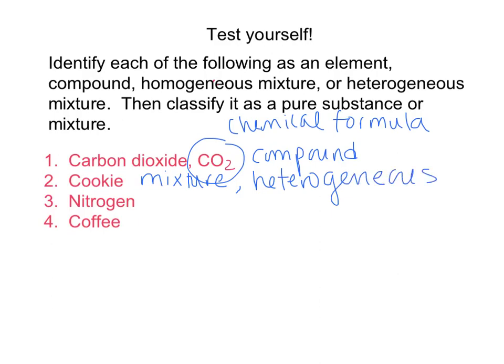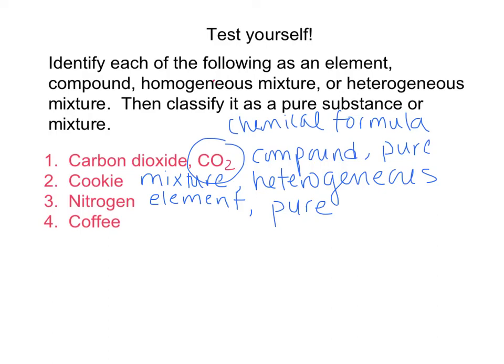Oops, and I realized in number 1 I didn't go over if it was a pure substance or mixture. If I say compound, compounds are all pure substances, so that's how I knew it was a pure substance. All right, number 3, nitrogen. Nitrogen sounds like it's an element, and if I wasn't sure, I could check the periodic table. You should be familiar with nitrogen by now from your previous science classes. And if it's an element, therefore, it is a pure substance.